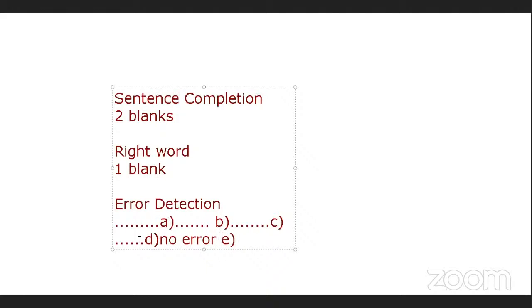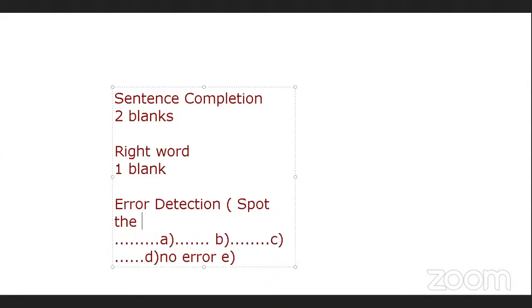Here, you just have to spot the error. We have done this earlier in our lectures, and it's called spot the error. TCS calls it error detection. It's the same thing. You just have to look at the sentence and find out which of the parts has an error, and tick the one which has the error.